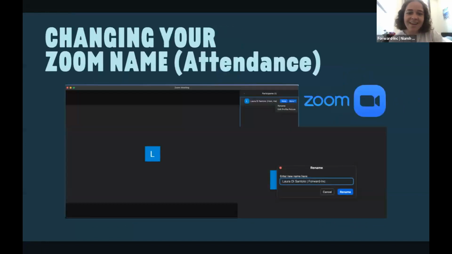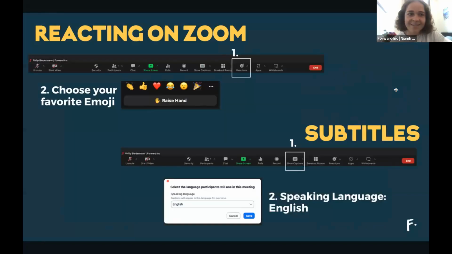Now, as promised, how to change your name. If you go into the participant button at the bottom of the screen, your name will appear at the very top. Click the More button and then click Rename, and you will be able to change your name with your first name and your last name. It would really help us out, so we really would appreciate it.